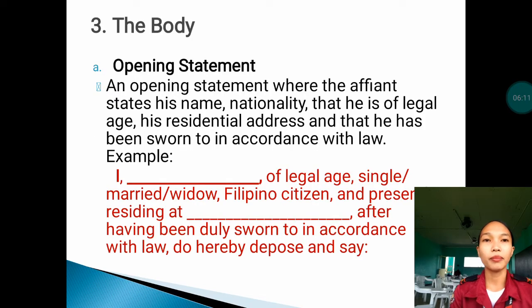Opening statement. In an opening statement the affiant states his name, nationality, that he is of legal age, his residential address, and that he has been sworn in accordance with law. For example: I, blank, of legal age, single, married, widow, Filipino citizen, and present resident at blank, after having been duly sworn to in accordance with law, do hereby depose and say.